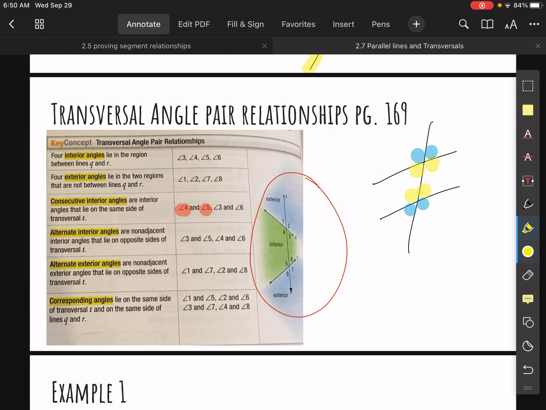So first one they give you is 1 and 5. Notice they're on the same side of the transversal, and on the same side of the lines. Notice here that 1 is on top of line Q, 5 is on top of line R, right? So there's a lot of these in the picture. 2 and 6 would be another one. 4 and 8 would be a pair. 3 and 7 would be a pair. Hopefully you can see those there.